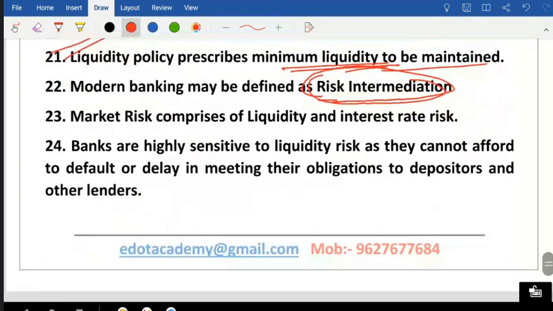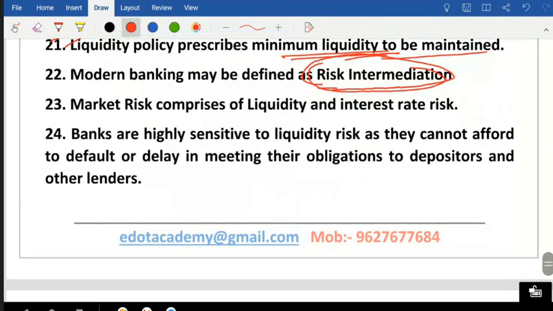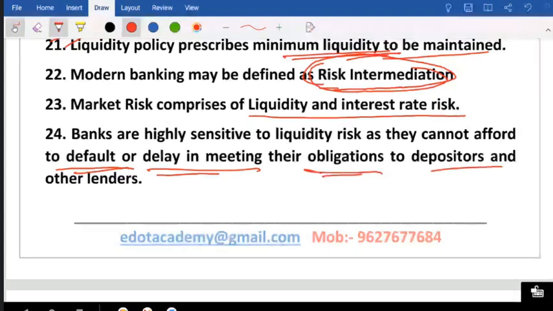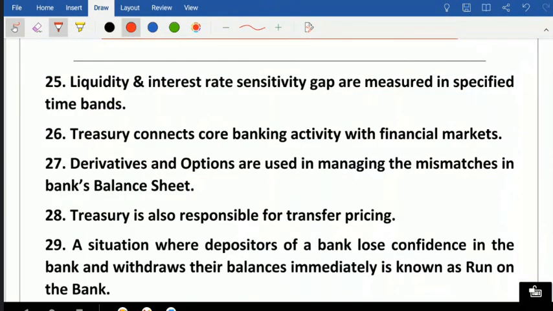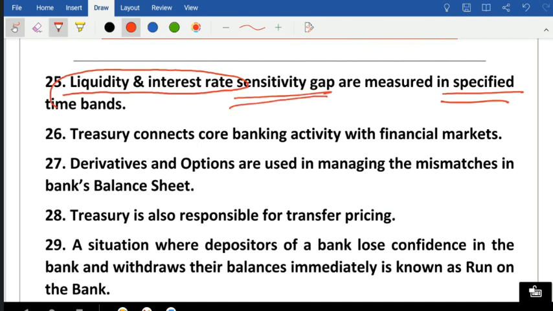Market risk comprises liquidity and interest rate risk. This is already defined here. Banks are highly sensitive to liquidity risk as they cannot afford to default or delay in meeting their obligations to depositors and lenders, because it will give them negative publicity. That is very bad for the banking system. One more important point: liquidity and interest rate sensitive gaps are measured in a specific time band.